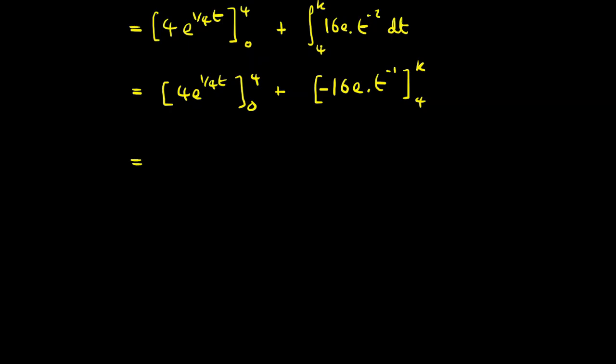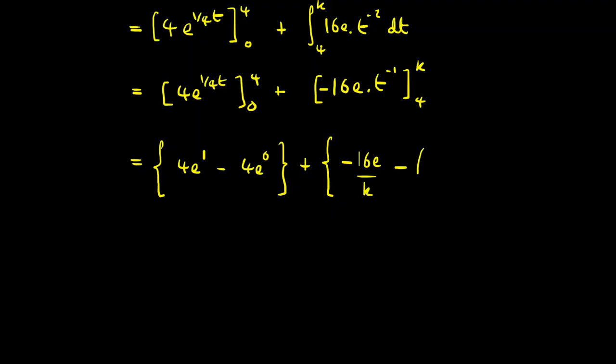So firstly, I substitute in the top boundary in the first function, so I get 4e to the power of 1/4 times 4, which is 4e to the power of 1, minus, substitute in the lower boundary, I get 4e to the power of 0. That's the first one. The second one, let's substitute in our value of k. So I'm going to get minus 16e times k to the power of -1. Well, that's just 1 over k. Minus, I've got to be a bit careful here. I substitute in 4, I get minus 16e, 4 to the power of -1, which is dividing by 4, right? Because power of -1 means 1 divided by.